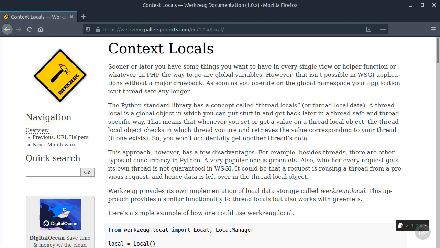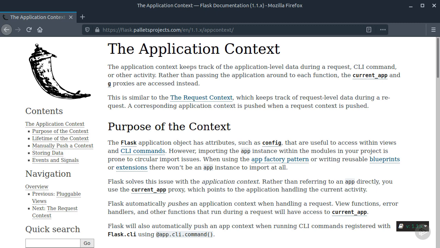Developers were aware of this issue, so instead of thread locals, they provided us with their own implementation, Werkzeug locals. The Werkzeug local is the place where we can store data and be sure that this data will stay consistent in the lifetime of a single request. Flask builds on top of this and provides us with two contexts of its own, which are the application context and request context. Flask will create both of these contexts before processing the request and it will remove them after the request is done.